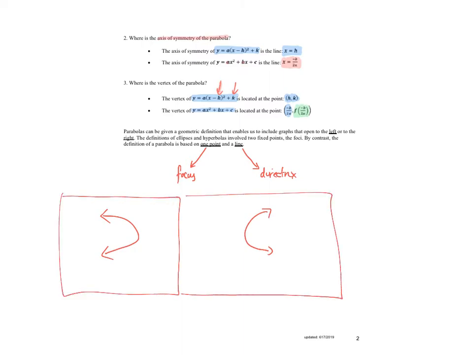Now these graphs very much fail the vertical line test. So they cannot come to us as graphs of functions, but with our conic section definition of parabola, they deserve just as much credit to be called parabolas as our opening upwards or downwards parabolas do.